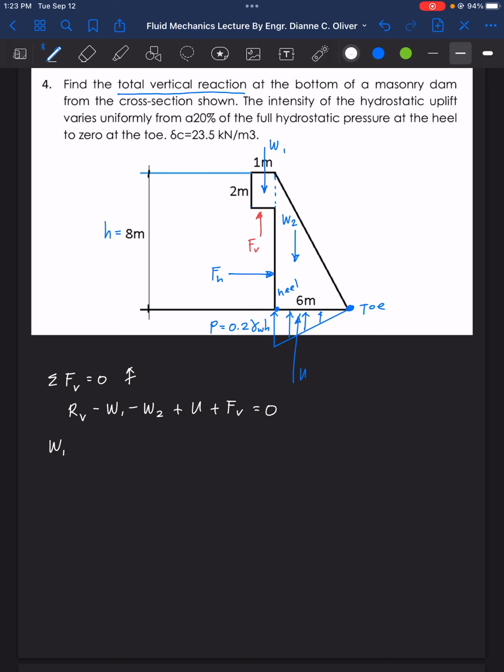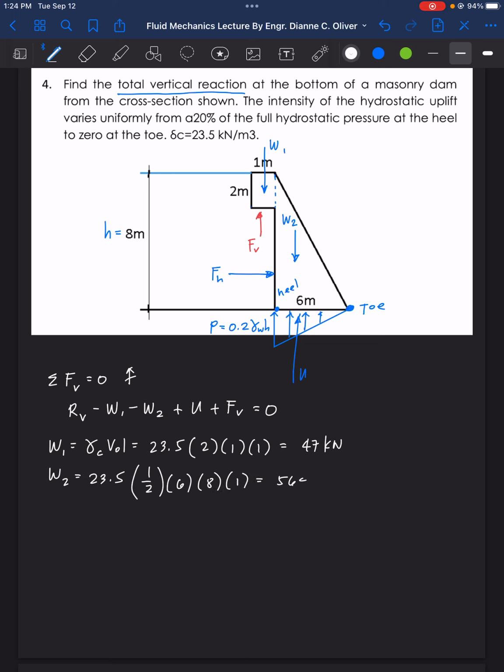So first we have the weight 1. Weight 1, of course, we have gamma concrete times volume. So gamma of concrete is 23.5 times the volume of 2 by 1 by 1 meter. So that is 47 kilonewton. Weight 2 is gamma C, 23.5. The volume is 1/2 base times the height of 8 meters and the width of 1 meter. That is 564 kilonewton.